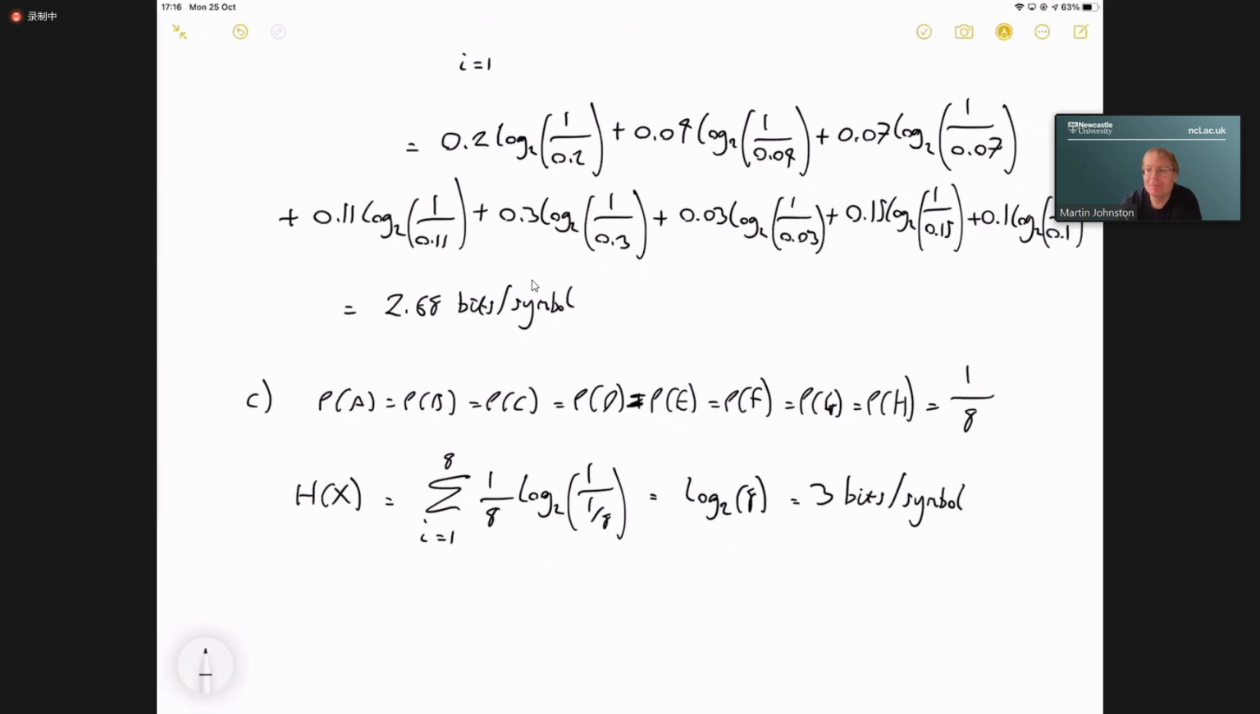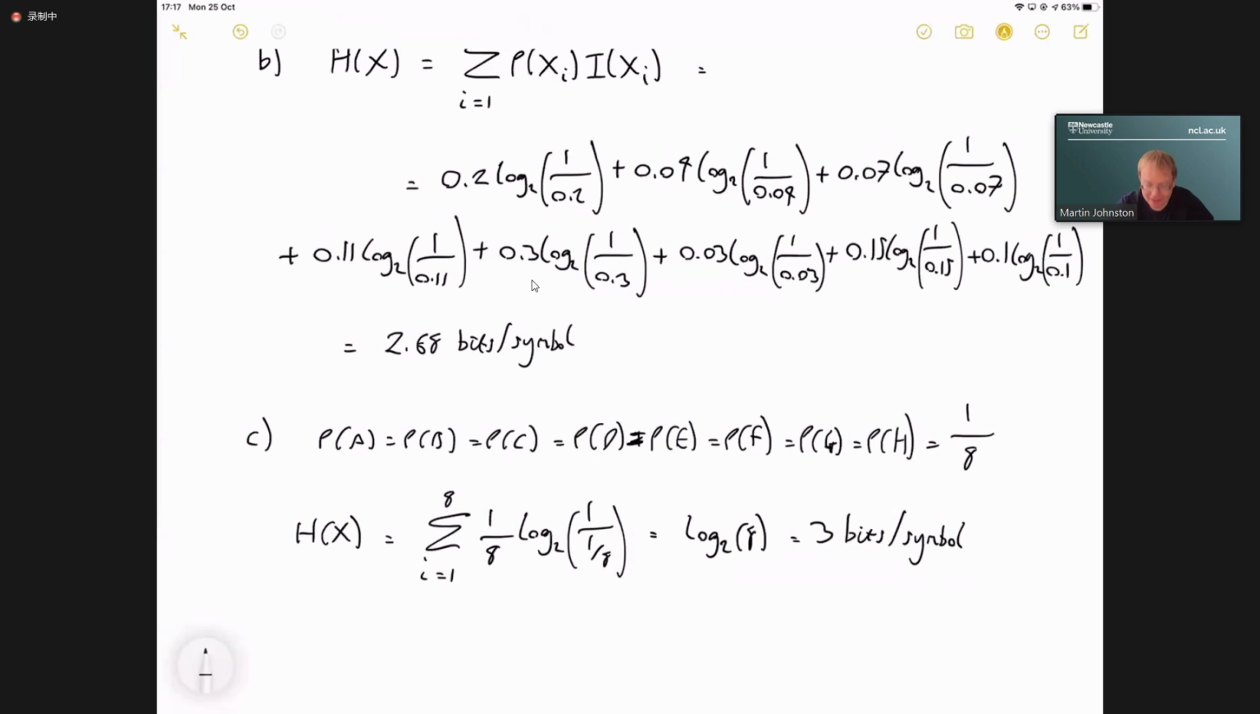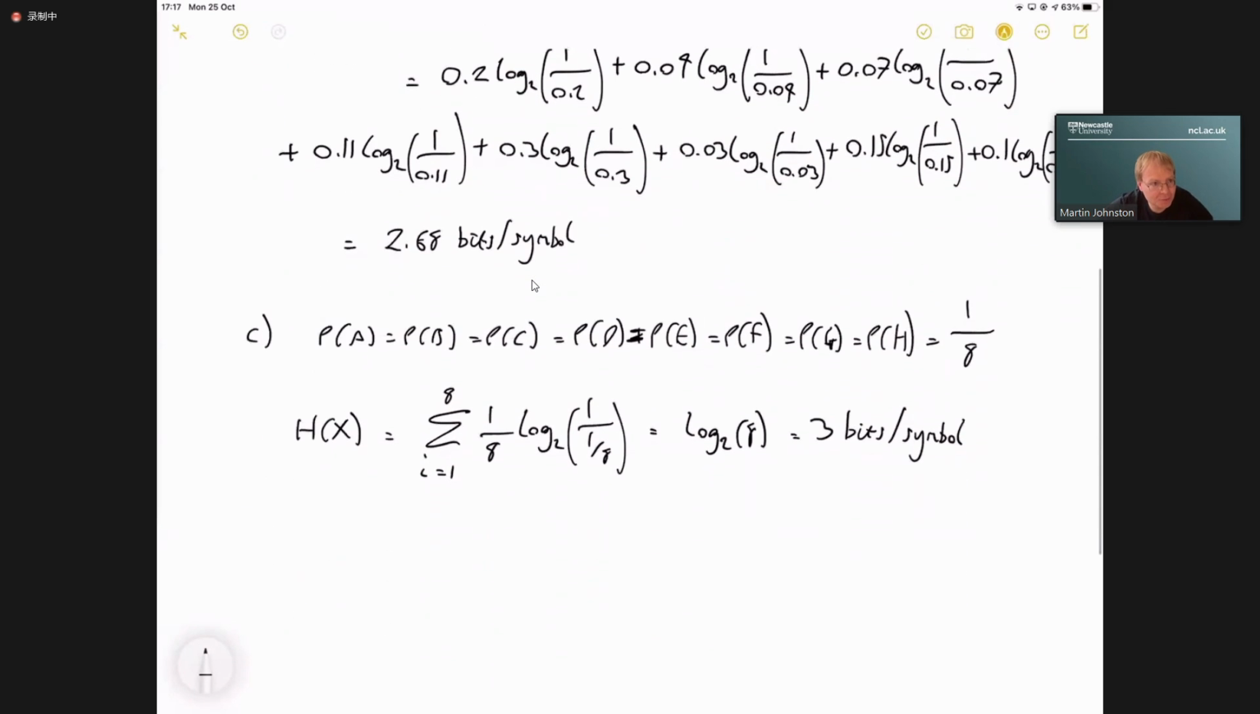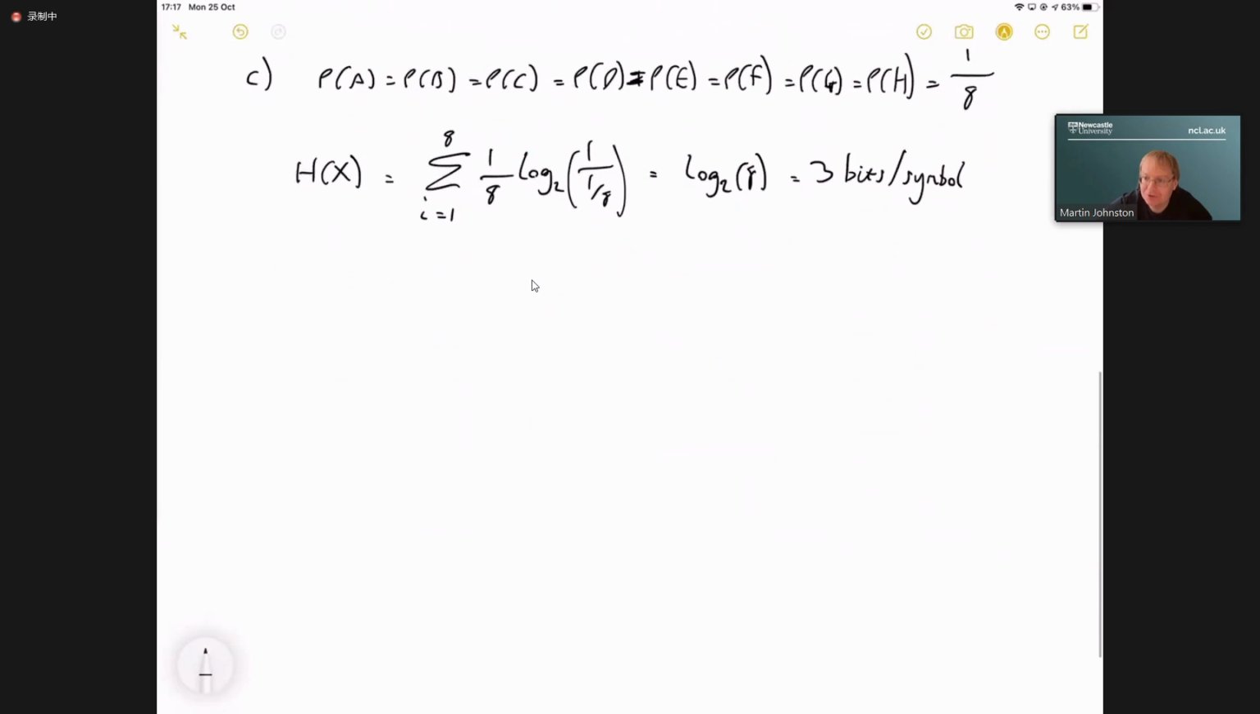So you can see that the entropy is maximised when each symbol is equally likely. 3 bits per symbol is the maximum. When the symbols aren't equally likely, it falls short of the maximum 3 bits, so 2.68 is slightly smaller than 3. Okay. Please do speak up or write if you have any questions about any of the solutions.